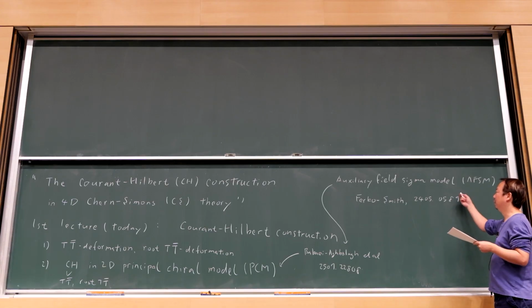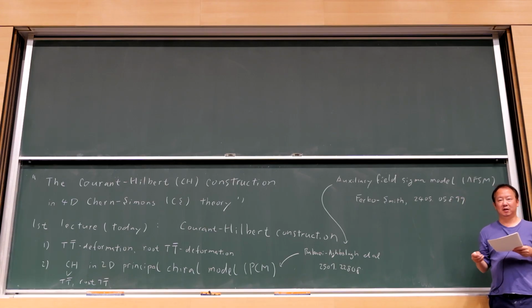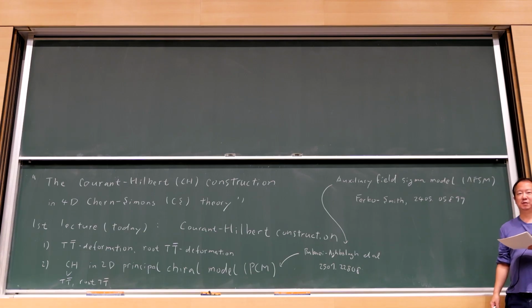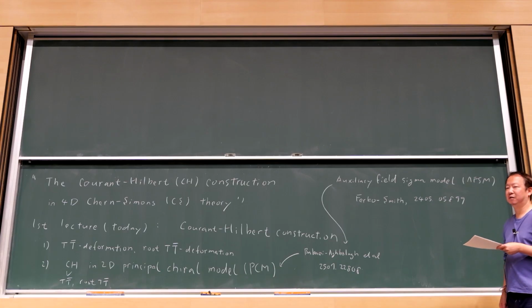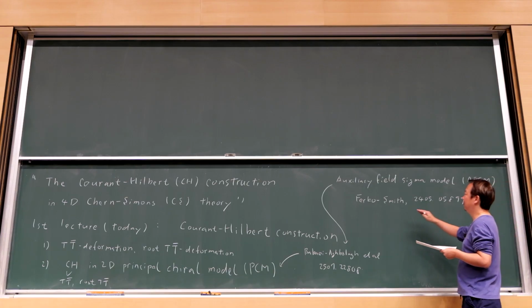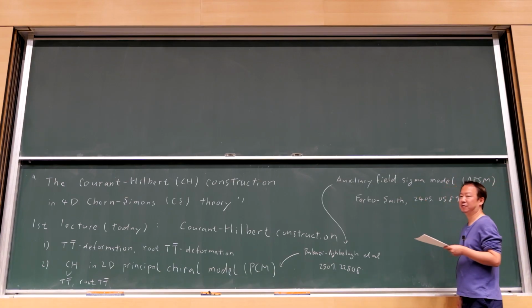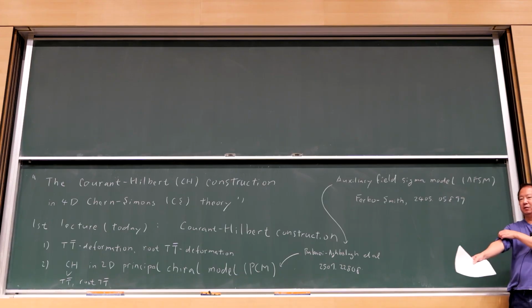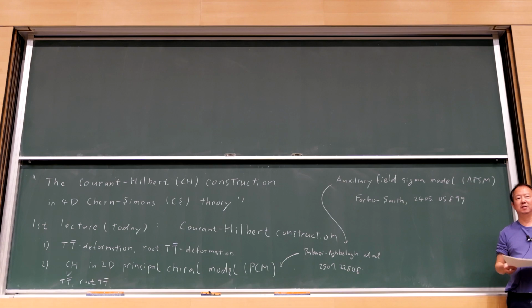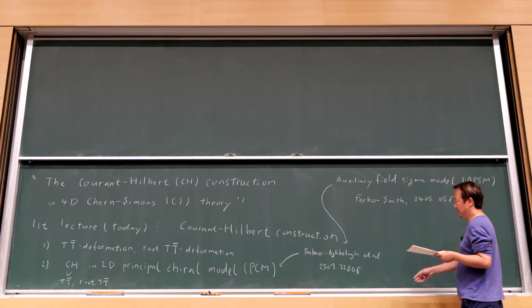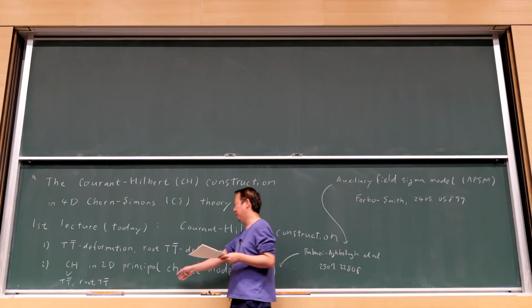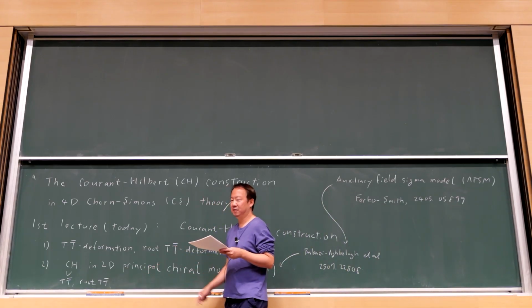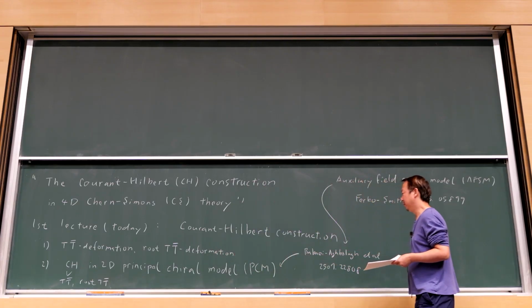So this AFSM describes very general deformations of principal chiral models by including auxiliary fields and arbitrary functions. Auxiliary fields are included, so that's why the name is auxiliary field sigma model. By taking variations with respect to auxiliary fields, we get some constraints. But some constraints are automatically satisfied by following this Courant-Hilbert approach. This is a very important point.